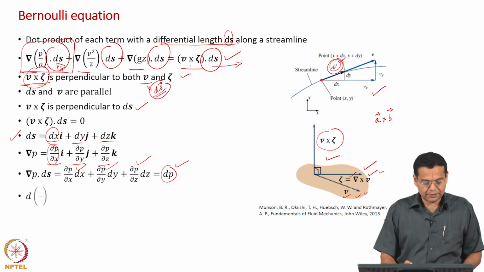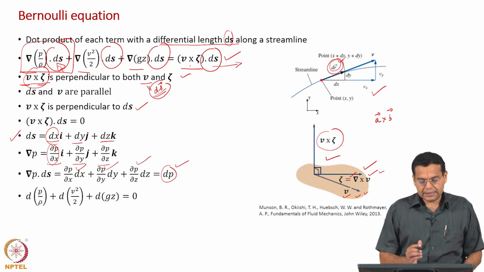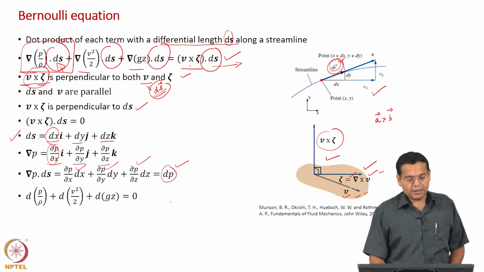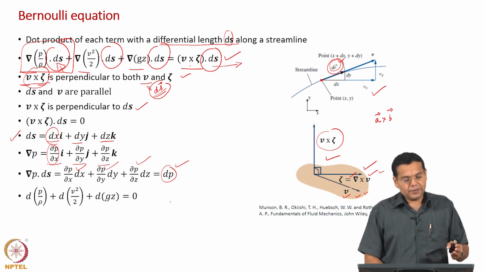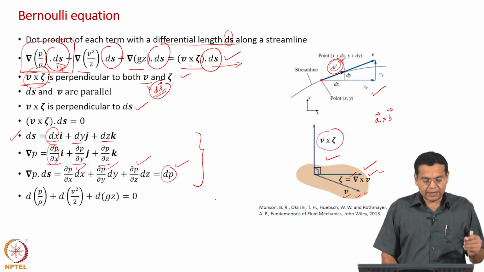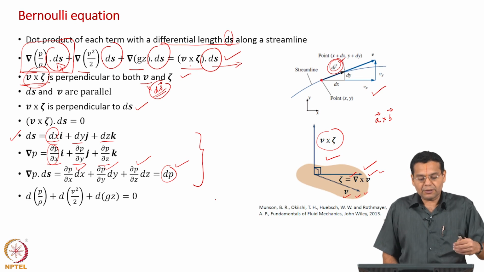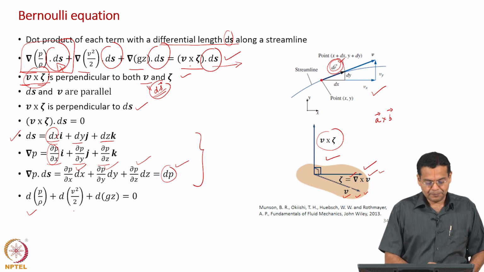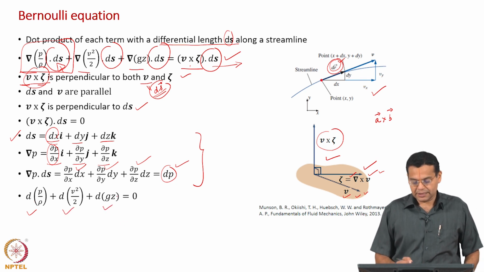Okay. So, left hand side, the first term becomes d of p by rho, second term becomes d of v squared by 2, and next term becomes d of g z, right hand side is 0. Now of course, it becomes much simpler to read. So, first term, what you have shown here is for gradient of p dot with ds vector. What we have there is gradient of p by rho dot with ds vector. So, the first term becomes d of p by rho, d of v squared by 2, d of g z is equal to 0.